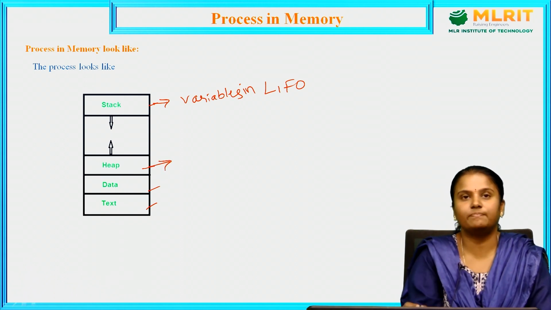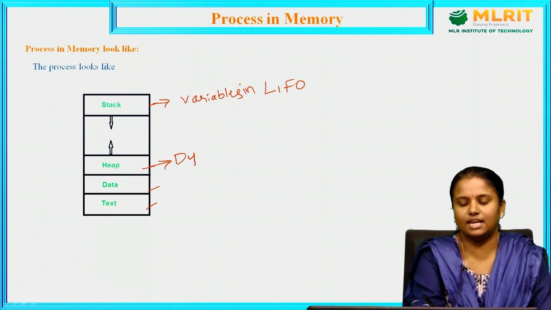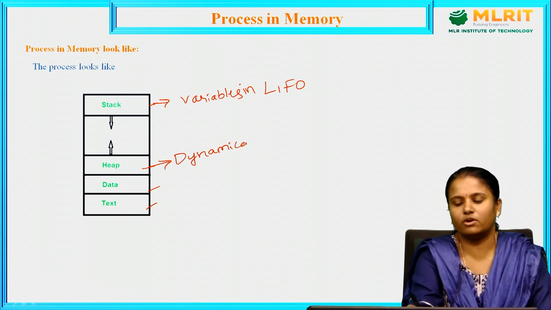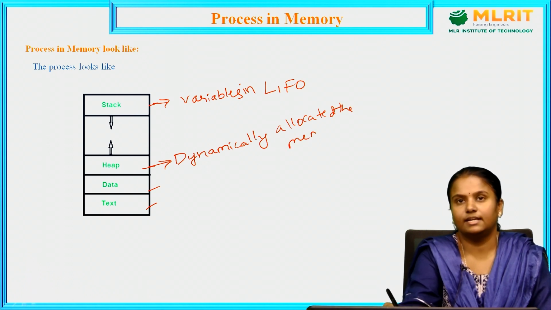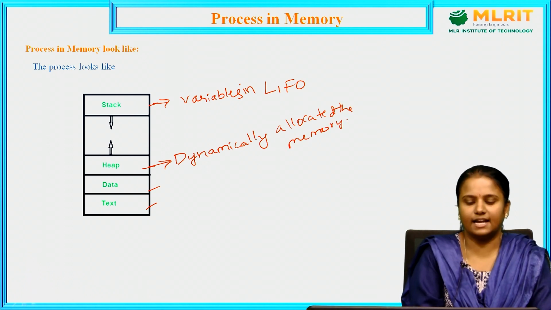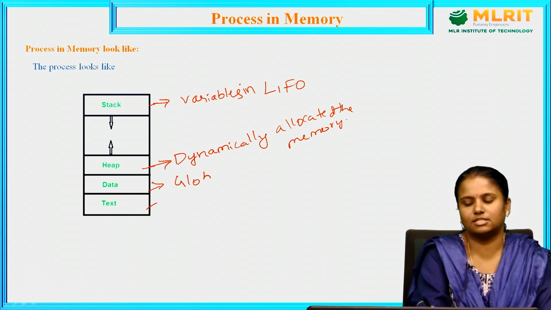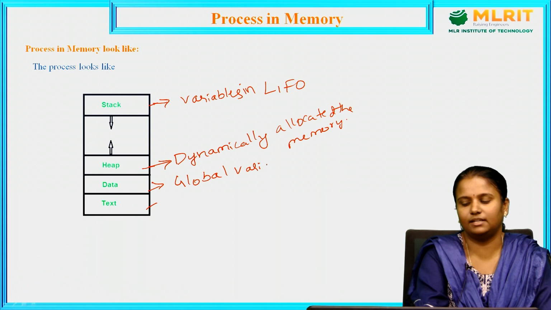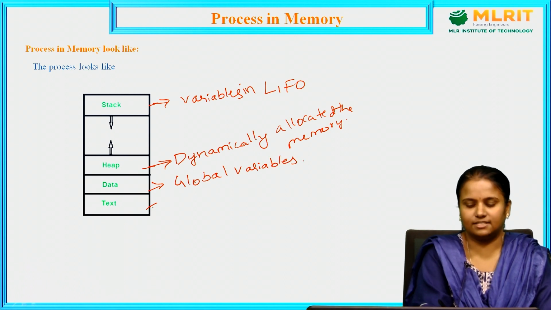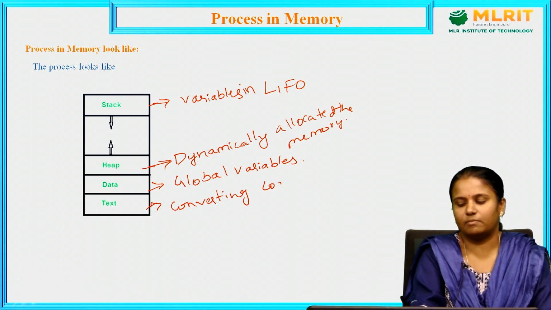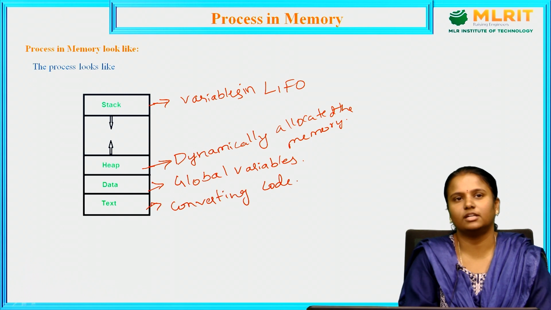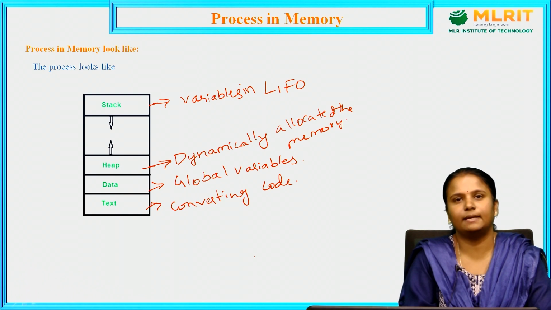Next, what is heap? Heap is dynamically allocated memory. So how is the memory allocated? It is allocated dynamically. That is what heap is. Next, what is data? Data is nothing but global variables. All the global variables are data. Next, what is text? Text is nothing but the program code. That is what text is. So this is how the process looks like in memory: stack, heap, data and text.